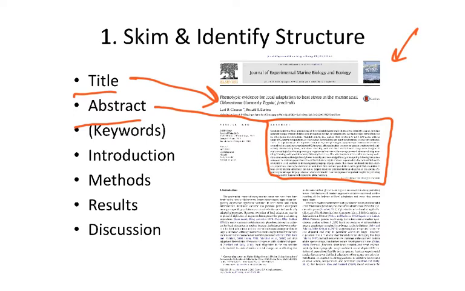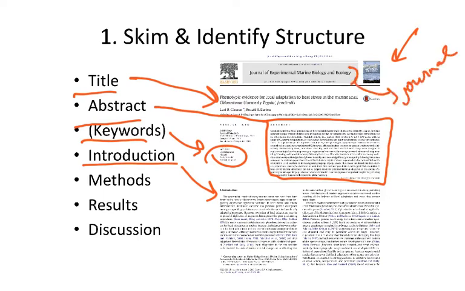The keywords are right here. Introduction starts here. Methods, results, and discussion are going to be on later pages, so they're not visible on this main front page of the article. Just other things for reference here. Here at the top, this is the journal name, so just where that particular paper was published. And then the authors are right here. If you're thinking that we've already heard about snails, you're right, but we're going to talk about the paper again.